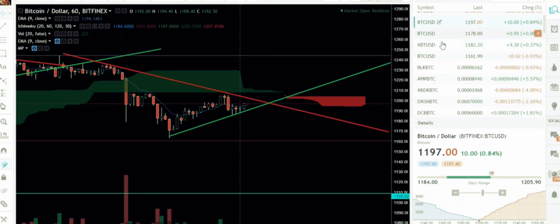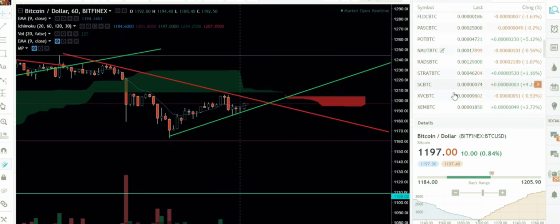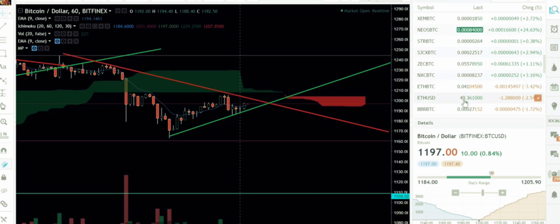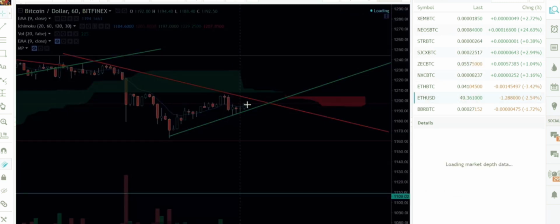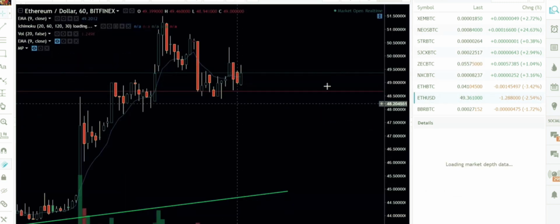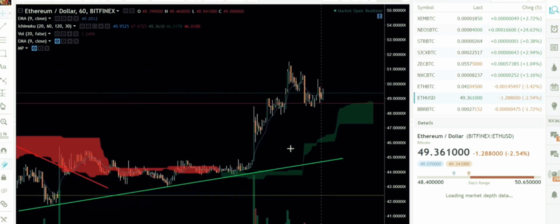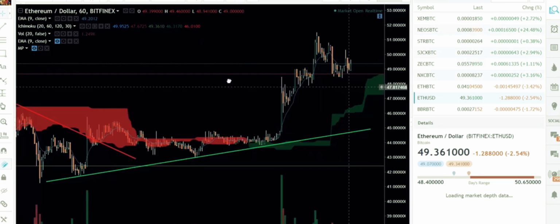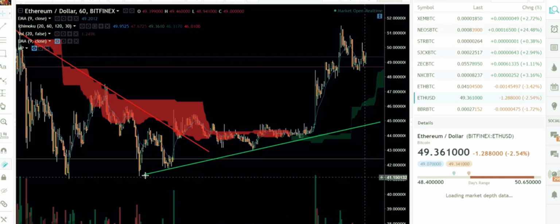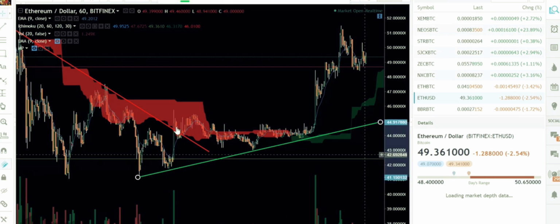So now let's look, for instance, at Ethereum. Let's look at Ethereum against the dollar real quick, because I just want to show you guys how it's been. Before we had the breakout here, from the bottom point, we had this trend it was respecting. Basically we made a low here, a higher low, and then we broke the downtrend resistance line.